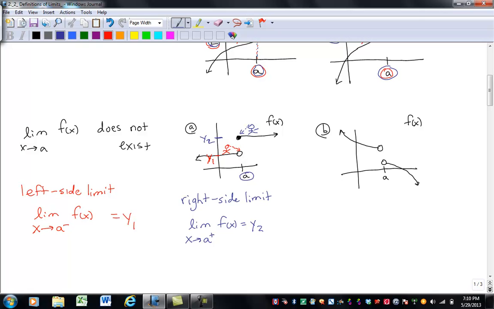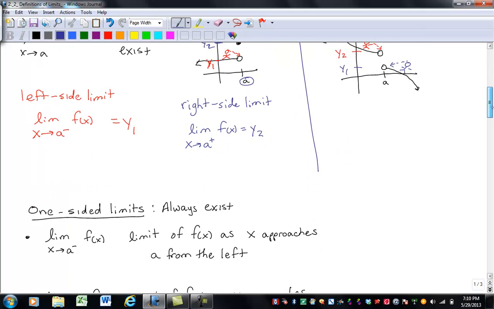And that's the exact same thing that's going on in graph B. If I stand to the left of A, it looks like I'm going to end up at y2. If I stand to the right of A, it looks like I'm going to end up at the blue spot, y1. And since the limits aren't the same, then we know that the limit does not exist. So in A and B here, the limit doesn't exist, because on the two sides it looks different.